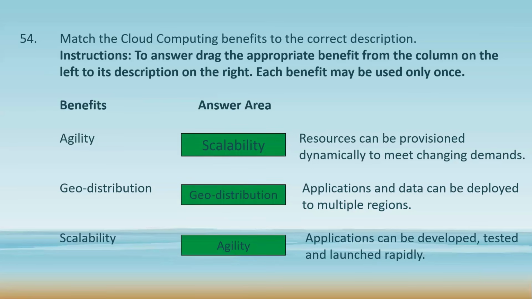So the correct answers are on your screen. Scalability is where resources can be provisioned dynamically to meet changing demands. Now, applications and data can be deployed to multiple regions is the geo-distribution benefit. Agility matches with the description: applications can be deployed, tested, and launched rapidly.